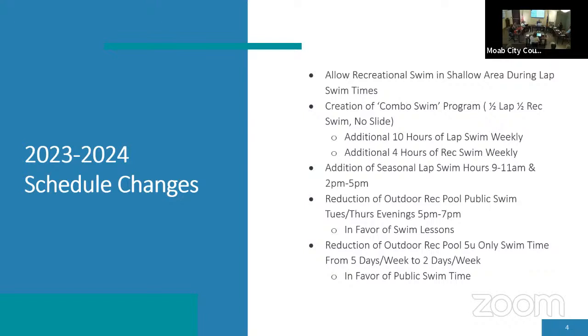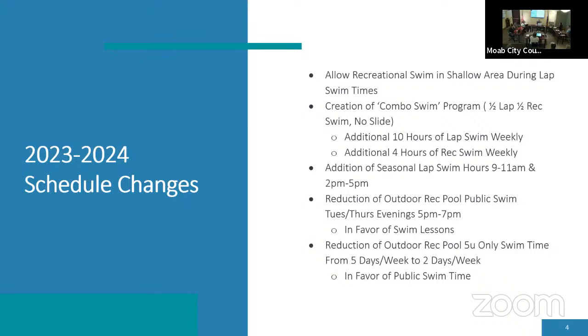So one of the first things we did is we now allow recreational swim in the shallow area during lap swim time. So if somebody comes in, they can hop in the pool no matter what time it is. We created what we call a combo swim program. That's where half the pool is dedicated to lap and half to rec swim. So a couple lap lanes are in the indoor pool, and then we shut down the slide. That way we can cater to both groups.